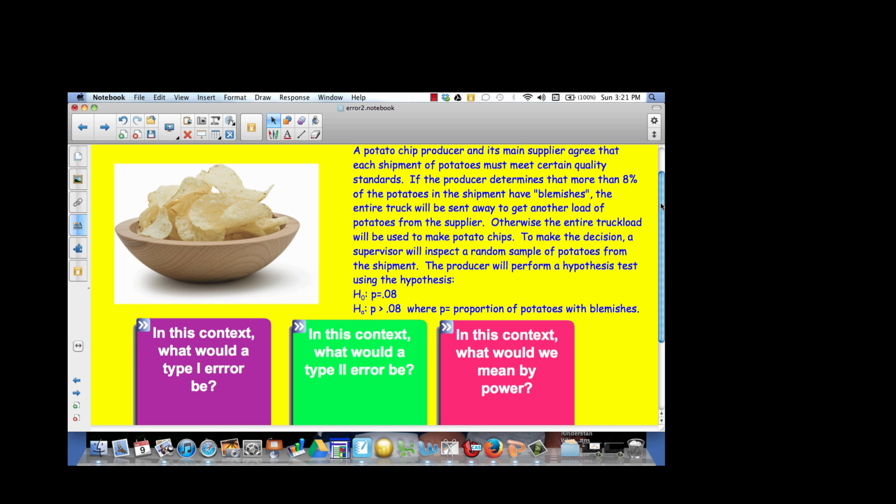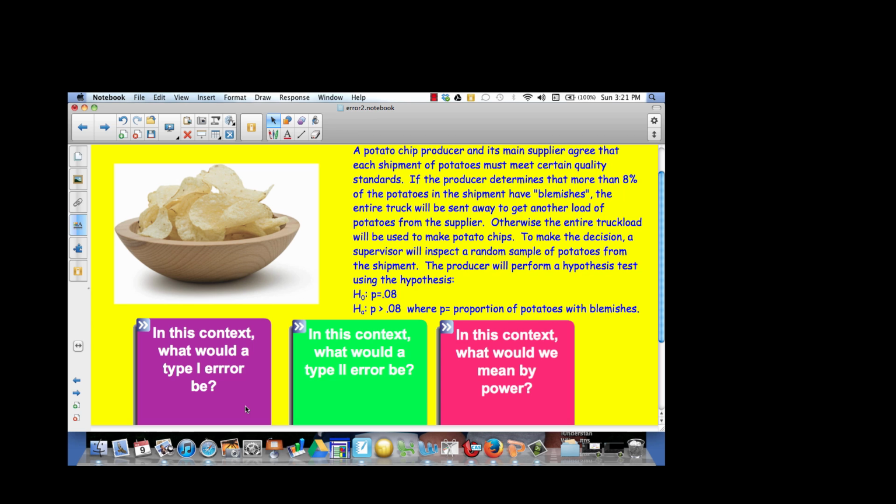The producer will perform a hypothesis test using the following hypotheses. The null: the true proportion with blemishes is 8%. The alternative: the true proportion with blemishes is greater than 0.08. Stop the video and answer the 3 questions. What's type 1? What's type 2? And what do we mean by power?